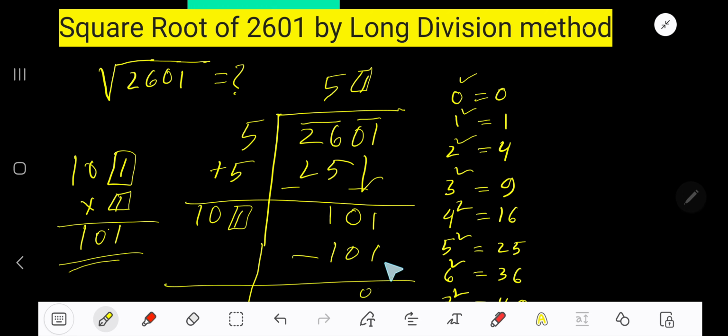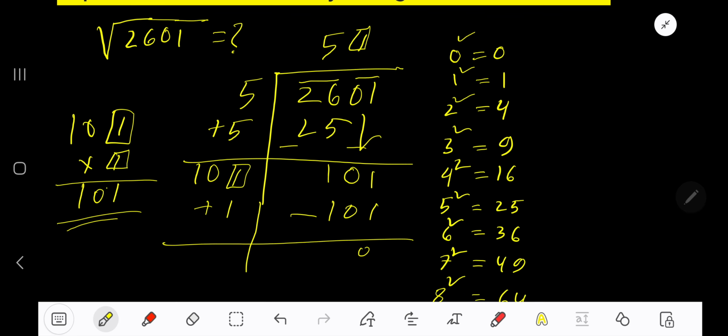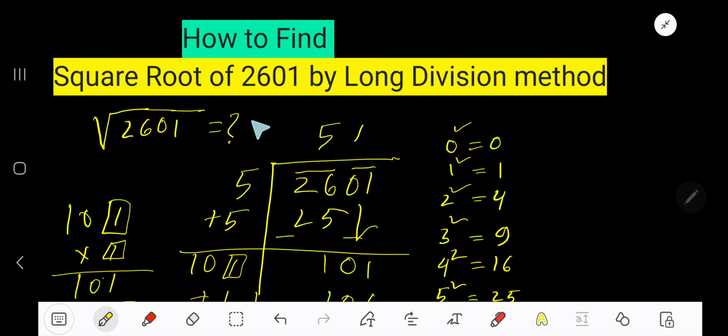Subtract: 0. As our remainder is 0, we are done. Since you have placed the digit 1 here, the same digit will come under the divisor and you need to add. So the double of 51 is 102. So our answer is correct. The square root of 2601 by the long division method is 51.